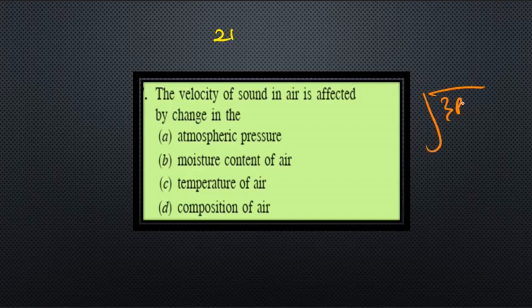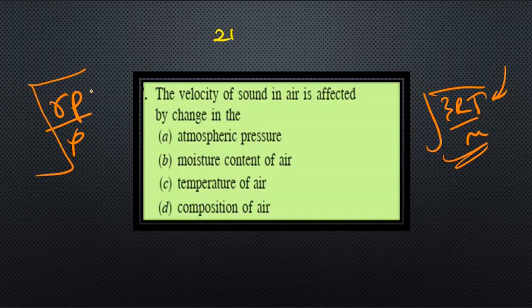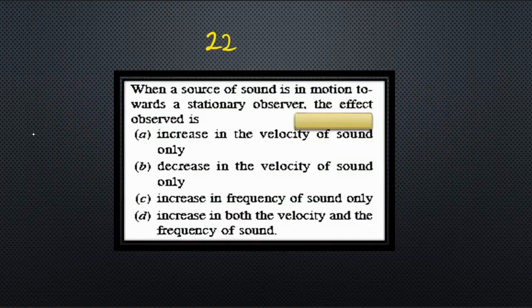Anyway, 3RT over M again. So there's no pressure inside of this. You might think there's another equation, root of gamma P over rho. Even if we increase pressure here, with pressure the density also will increase, so it will cancel out. So no effect from pressure. Moisture content, yes, rho. Temperature of air, of course. Compression, again M will change. So B, C, D.